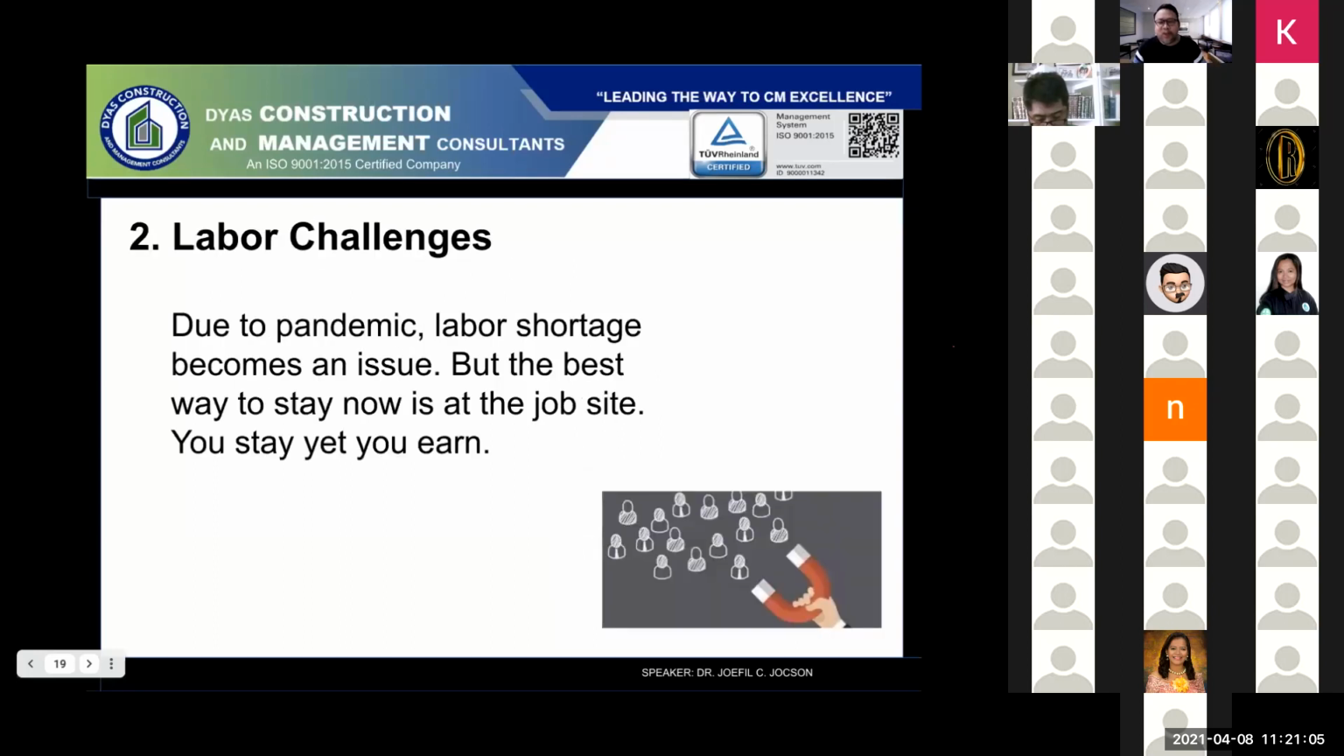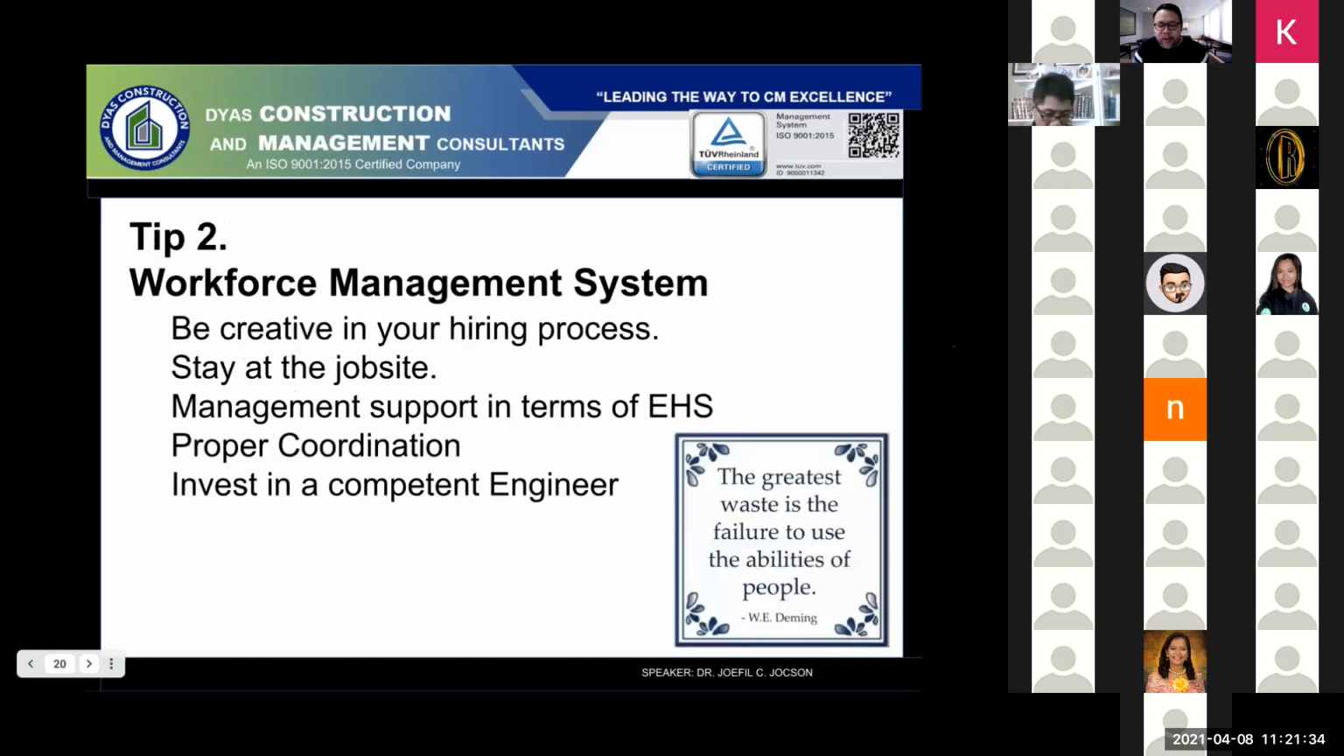Now, nasabi naman natin, tumama tayo sa labor challenges, no? Right now, we have the pandemic. Labor shortage natin becomes an issue. Kasi mahirap, no? Yung mga tao, mahirap mag-hire ng workers ngayon dahil nga pandemic. Pero ganito ang gagawin natin. As a contractor, you need to hire workers. You need to hire workers na skillful naman doon sa trabaho.